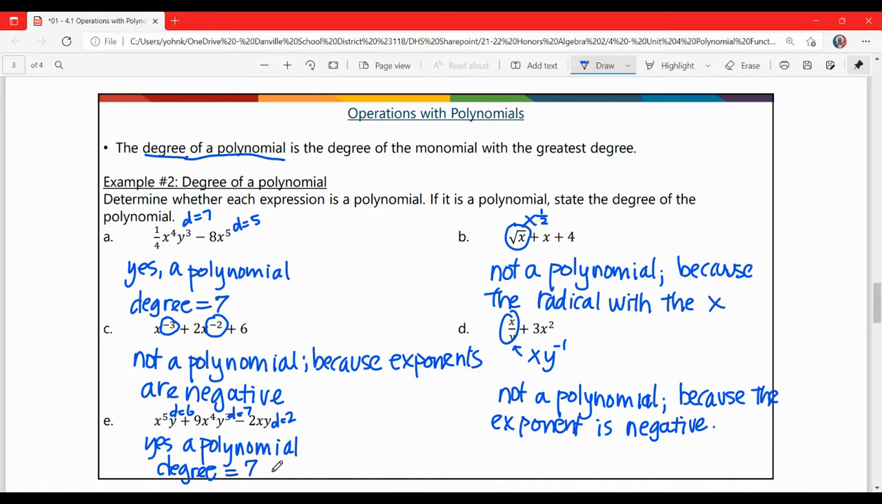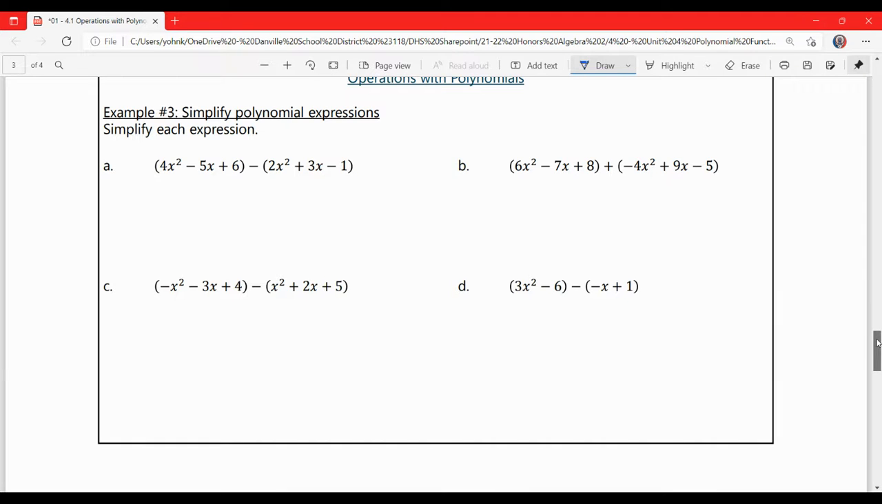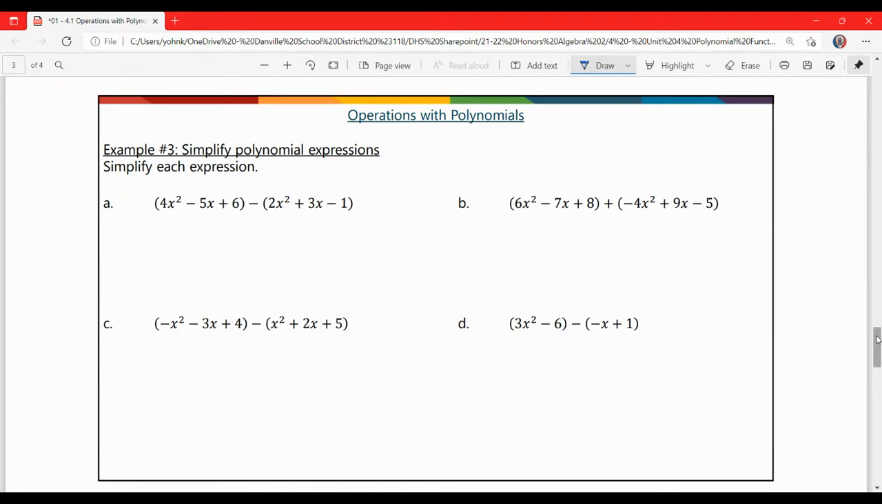All right, so now that we've established what is and is not a polynomial, we can add and subtract polynomials. So the directions say to simplify each expression. When you simplify expressions, you're looking for like terms. So find those like terms. You also want to put things in descending order. Descending order means that the degrees of the polynomial are going in descending or down order. So start with your x squareds, then do your x's, then do your constants.